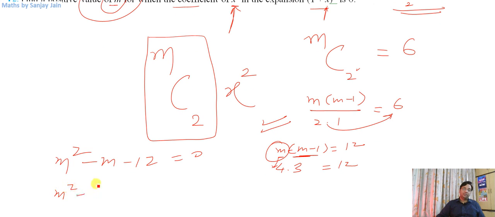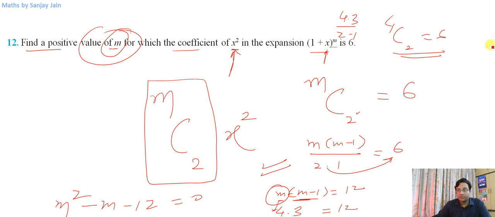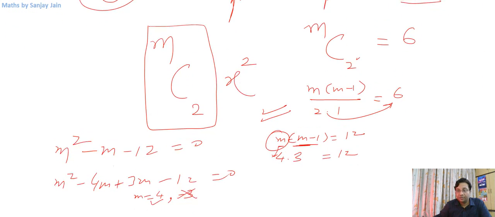m squared minus 4m minus 3m minus 12 equal to 0. So you will get m equal to 4, or, let me factorize it, m into m minus 4, then minus 3, this will be plus 3 here. So you'll get m equal to 4 or minus 3. Minus 3 is obviously not acceptable, so m equal to 4 is your answer. Anyways, m will be equal to 4. So this was about this exercise 8.2. Thank you.